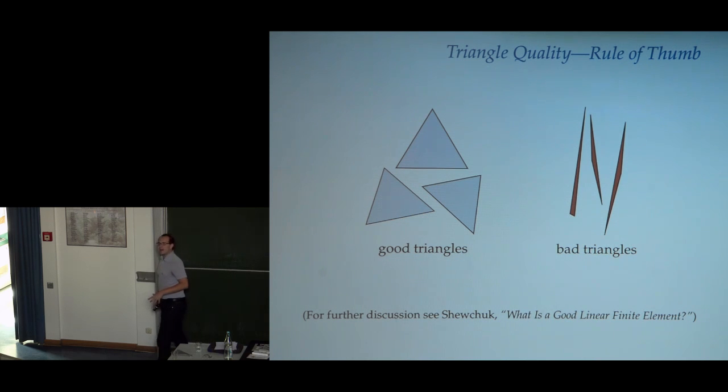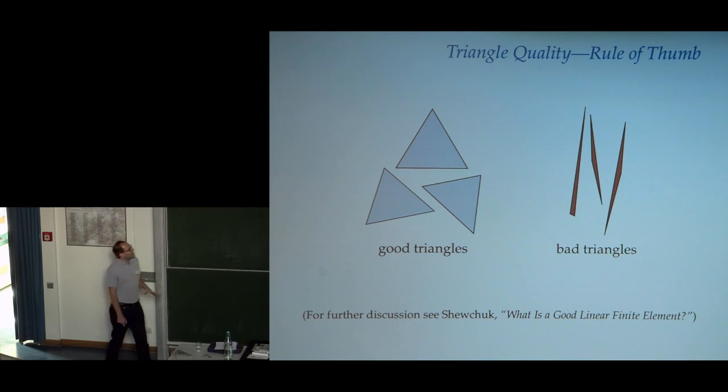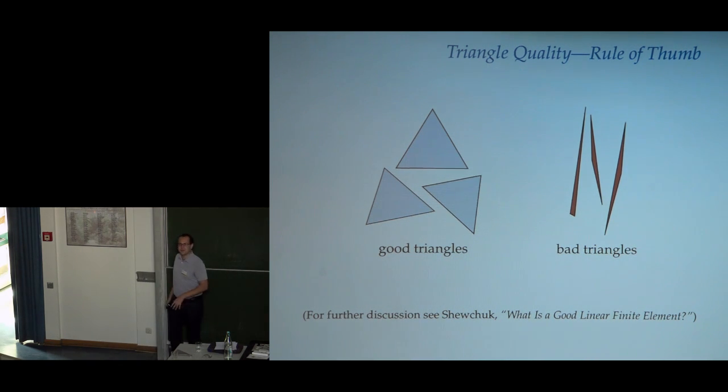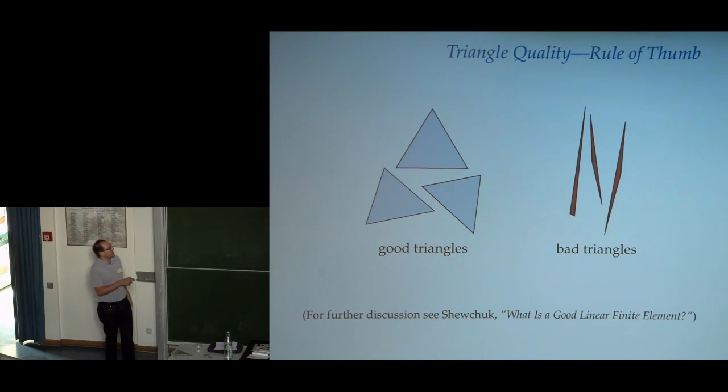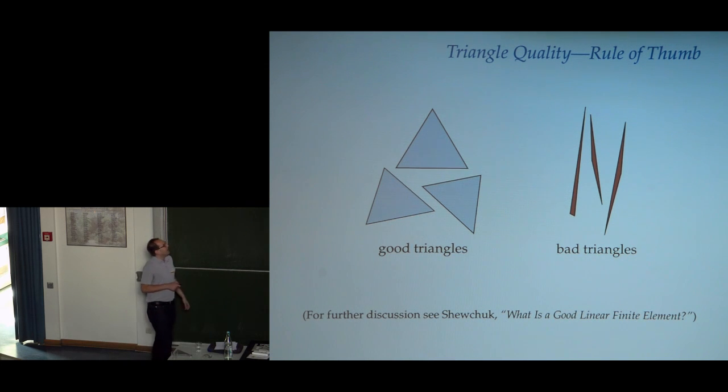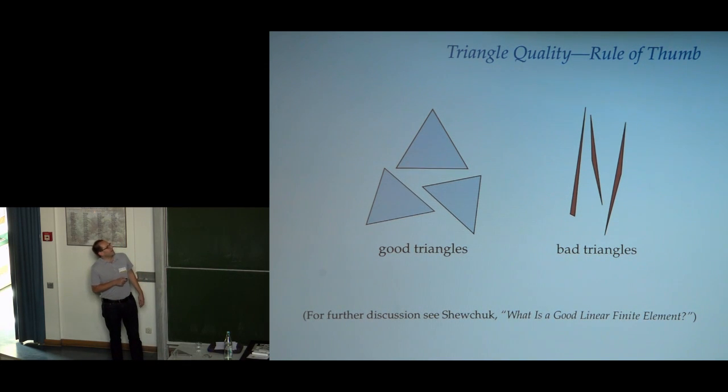What is a good triangle? This is kind of a subjective thing, right? If I show you a triangle and ask you, is this good or not? Maybe it's hard to come up with a rigorous definition of what a good triangle is, although there are some resources that try to do this. But definitely you can look at a triangle and you can tell these are bad triangles, these are good triangles. Right? You want triangles that are not too skinny, or the angles are not too small.